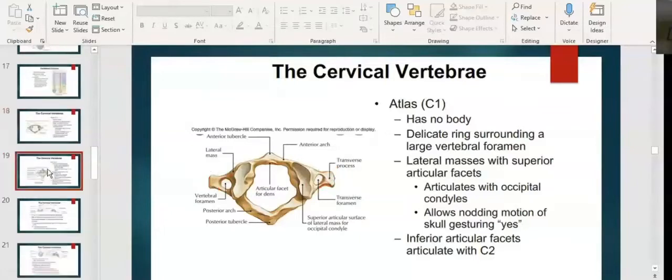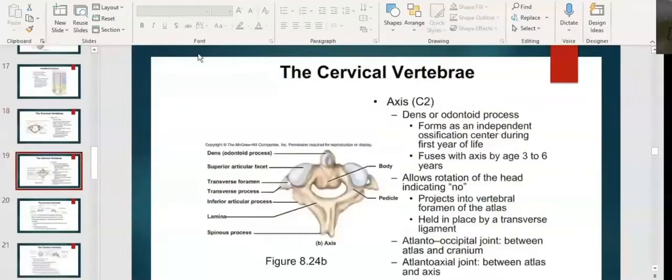The second vertebra is the axis. This is the axis. In the axis, we have the foramen, we have the transverse process, and you have a spinous process. This bony part right here that goes up like this is called the dens or odontoid process.